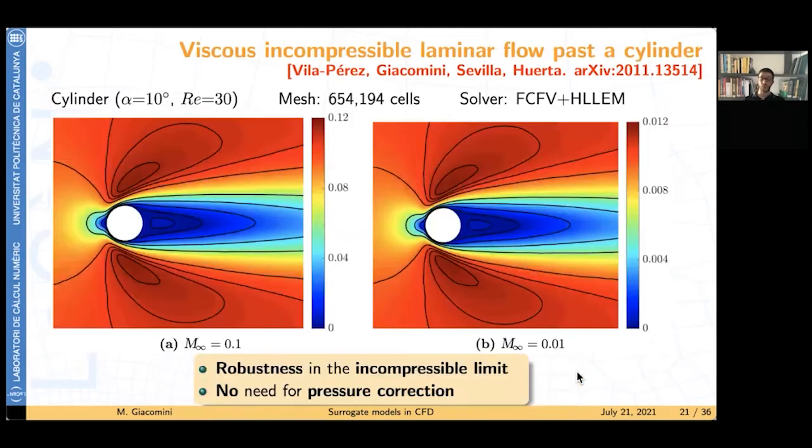Of course, we are interested also in incompressible flows. So we pushed the simulation to viscous incompressible laminar flow past the cylinder. This is Reynolds 30 for different values of the Mach number, 0.1 and 0.01. So what we observe is that the method is robust in the incompressible limit, and we don't need any pressure correction for this methodology. We've done it for viscous incompressible.